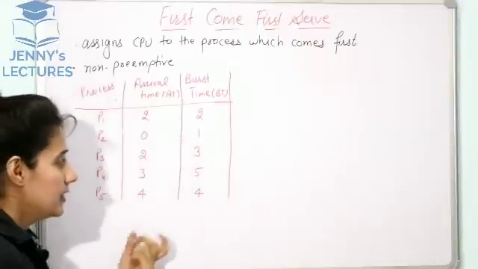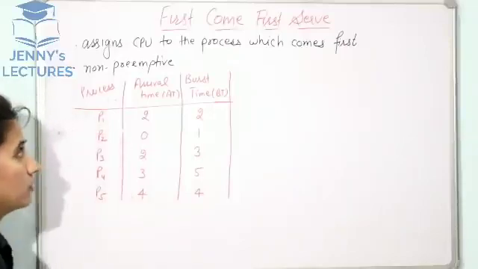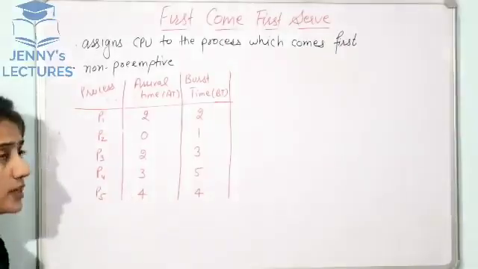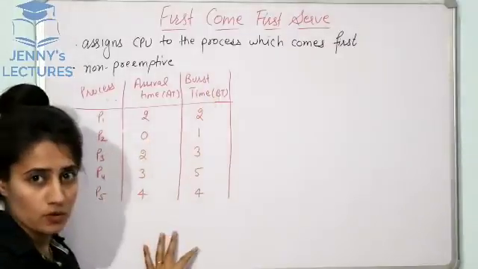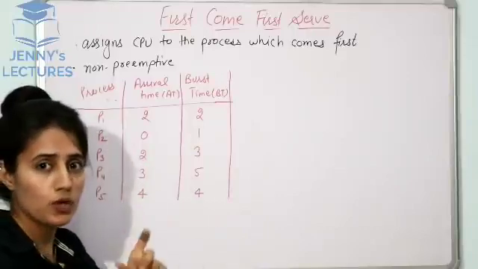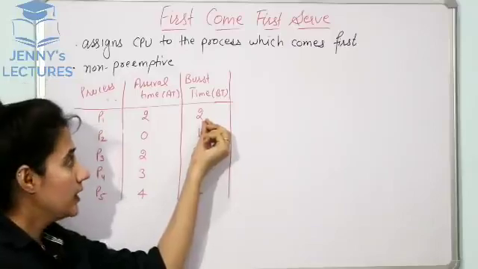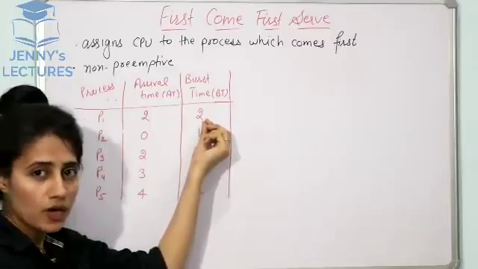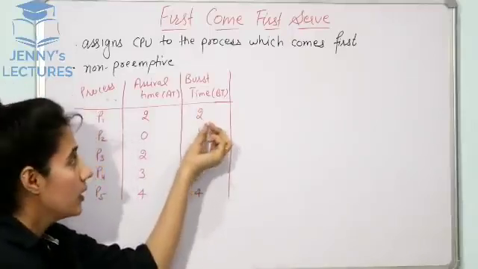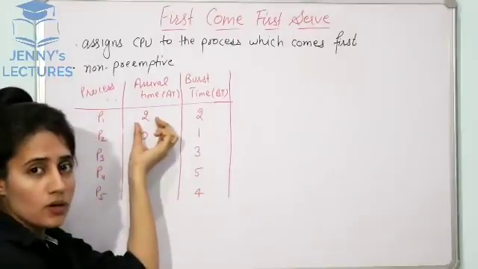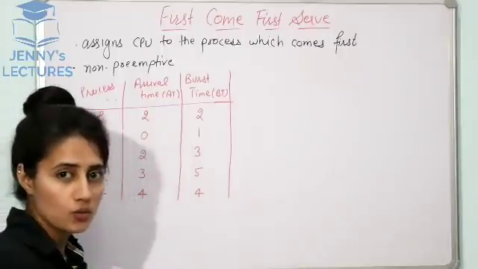Now let us take this example. With the help of this example, we are going to discuss first come first serve scheduling. We have 5 processes. The arrival time of every process is given, and this one is the burst time of every process, or you can say it is the CPU time. Now what is burst time? The number of units of time that a particular process needs to complete its execution, maybe 2 units. And arrival time is the time at which the process arrives in the ready queue.